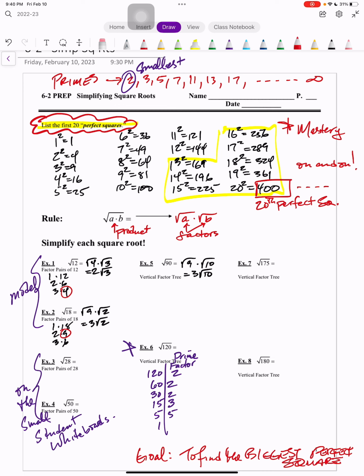All right, and so the biggest square, well, 2 is not a square, but 2 times 2 is. And so anytime you multiply identical numbers, you get a square. 2 times 2 is 4. 4 is your second square. It's right up here in the list. It's the second perfect square.